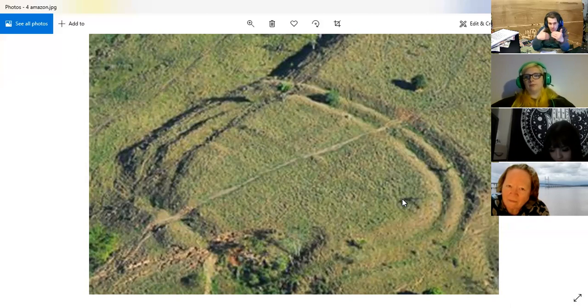But with the removal of the trees, we're seeing lots of earthworks. Earthwork surveys work well with aerial photography and geophysics and LiDAR. And when you do earthwork surveys, it's always good to know what you're looking at from above before you actually put your boots on the ground.